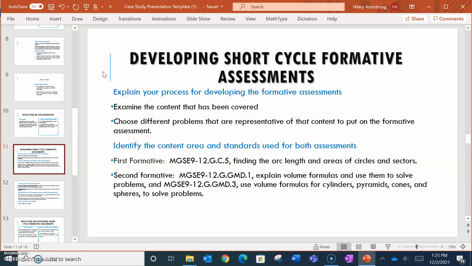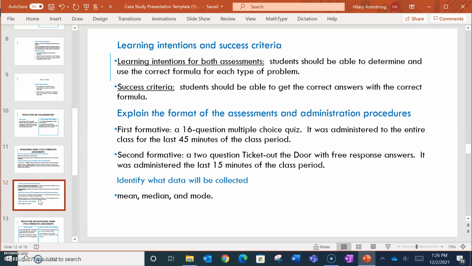The content area and standards for both assessments are listed here. One is finding arc length and areas of circles and sectors. That's all formulas. And then the second assessment was on volume formulas and using them forwards and backwards. So both were very formula driven.